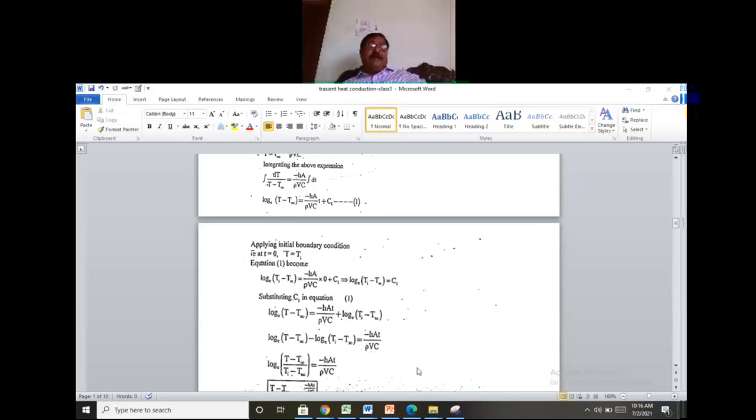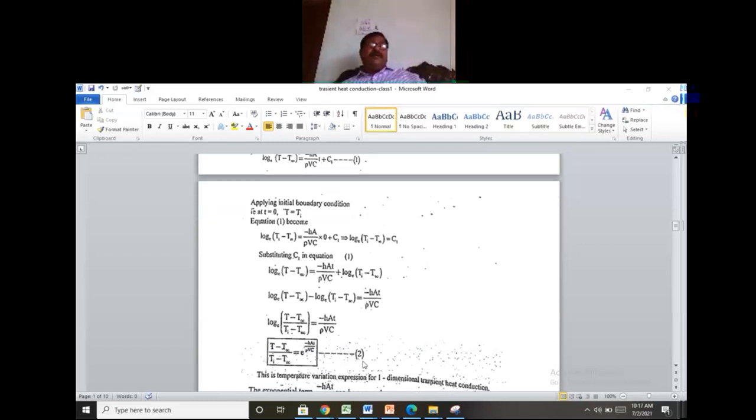By using that equation, natural log of (T minus T infinity) divided by (Ti minus T infinity) is equal to minus hAt divided by rho Vc. If you bring the natural log to the right hand side, it becomes e to the power of minus hAt divided by rho Vc. I am calling this equation 2.